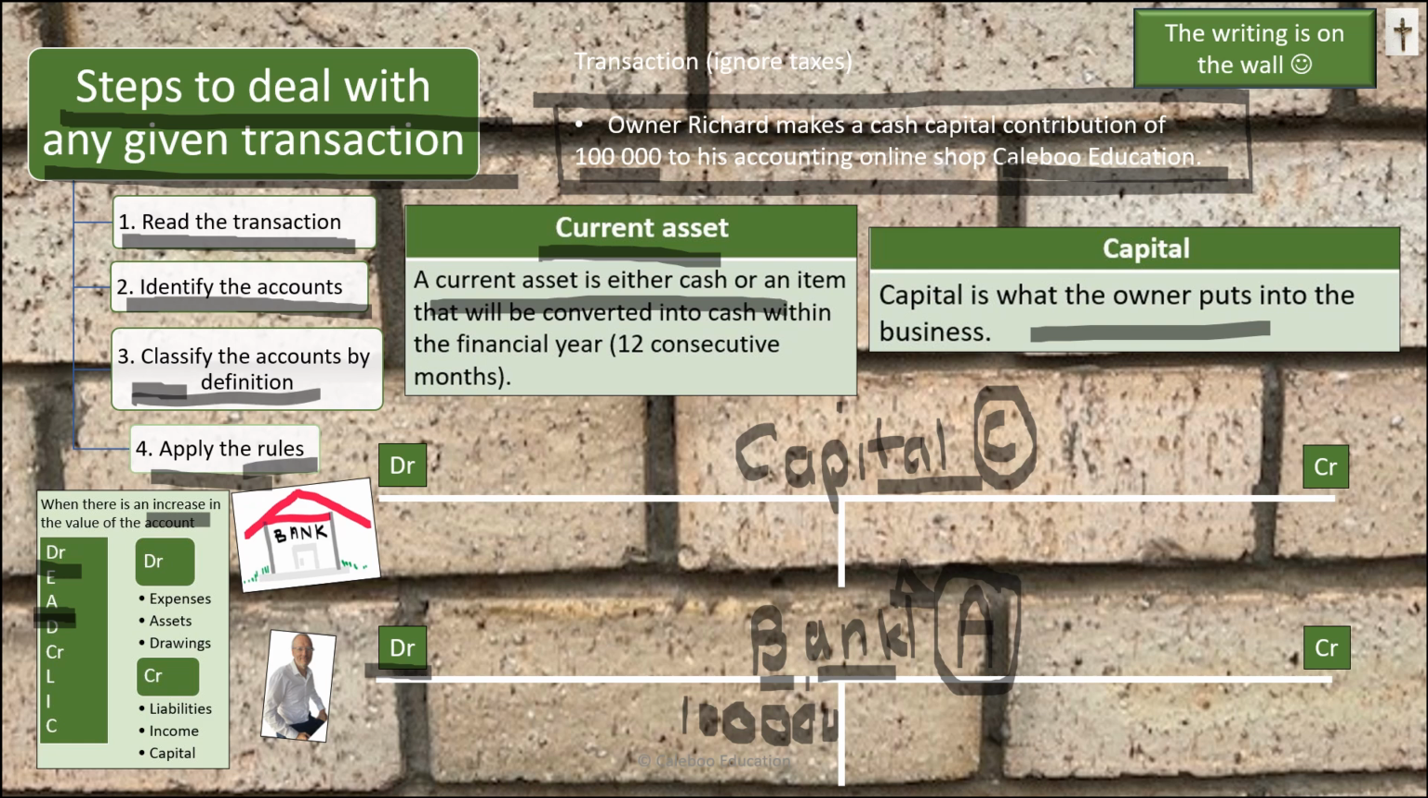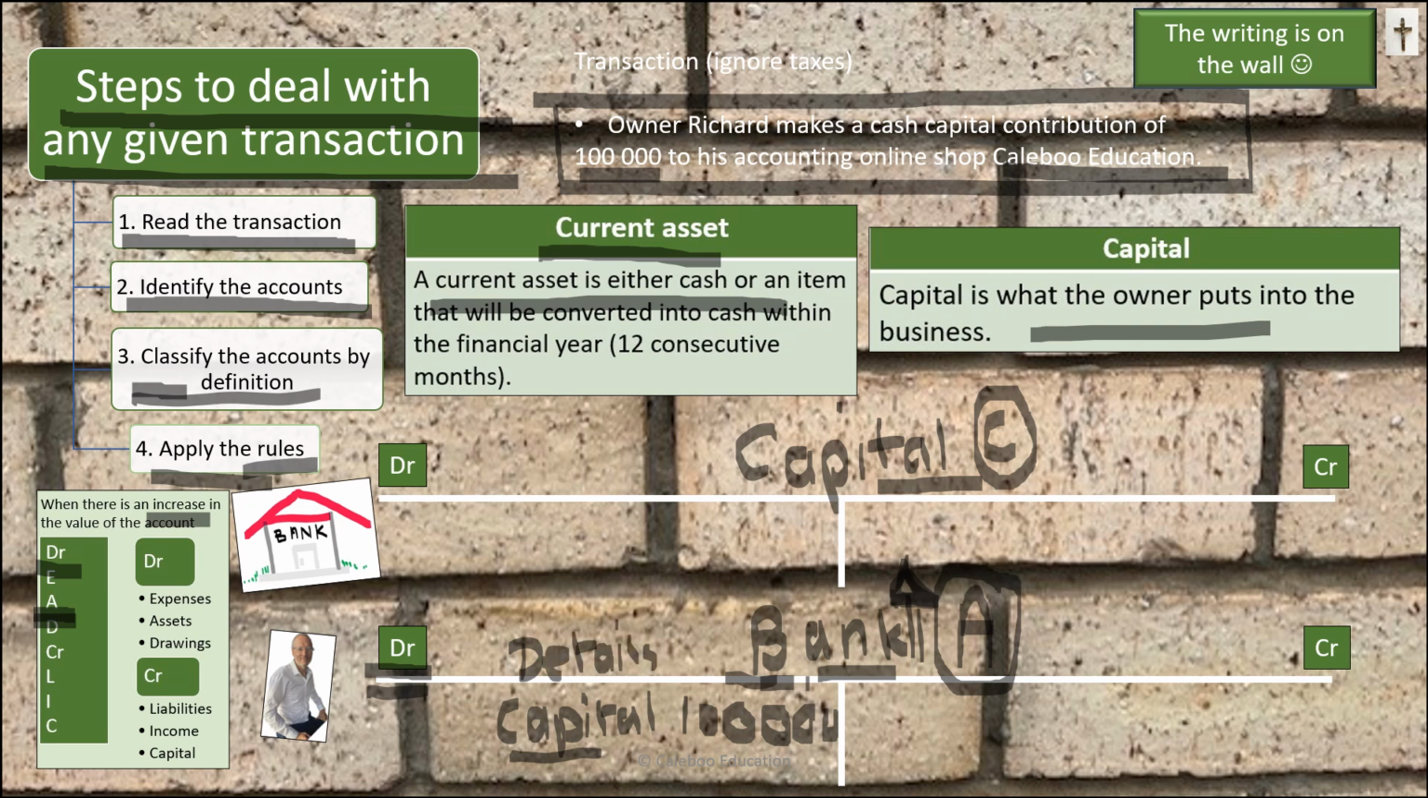What we need to write here is the name of the contra account. So in the bank account, the account was debited. Why? An increase in assets. We're applying our rules, the acronym DEADCLIC. The name of the other account affected by the transaction is put in a column which is actually called details.